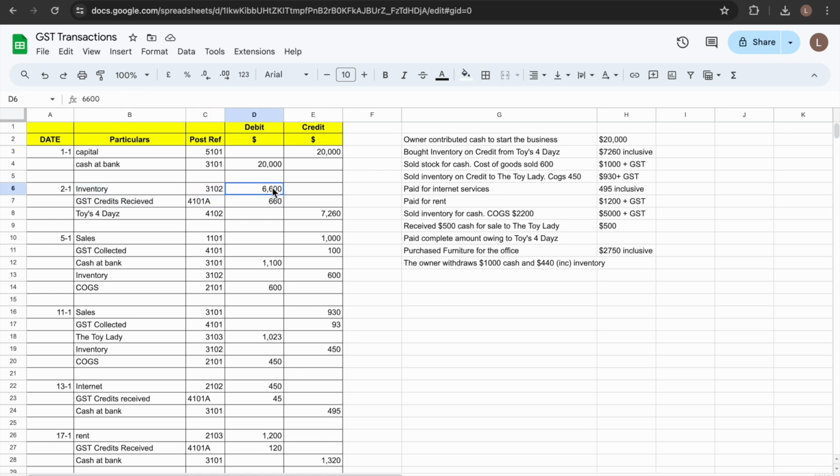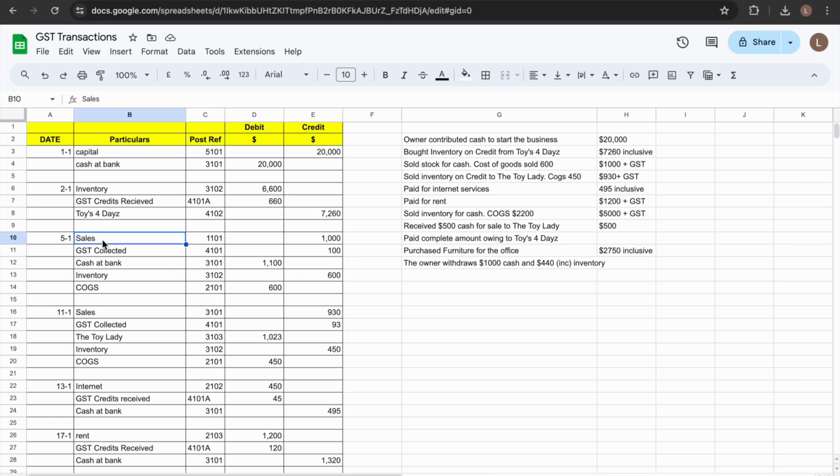Now it's really important that when you do this, you make sure your debits equal your credits. So if you've got inventory and GST credits received, and then you've got your accounts payable and your cash at bank account, and the left doesn't equal the right, it means you've done something wrong. Okay, so I'd probably first look at the debit side where the GST is.